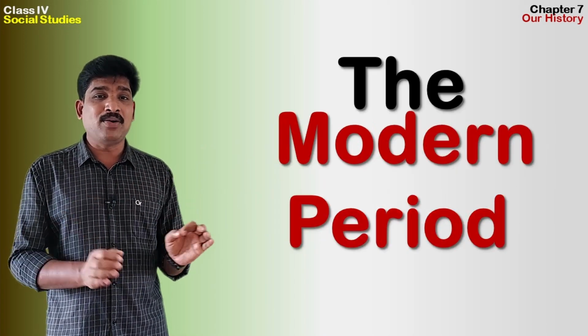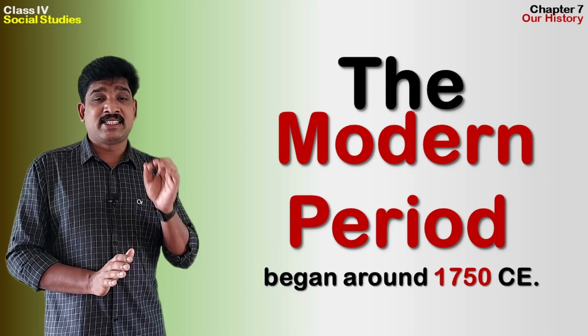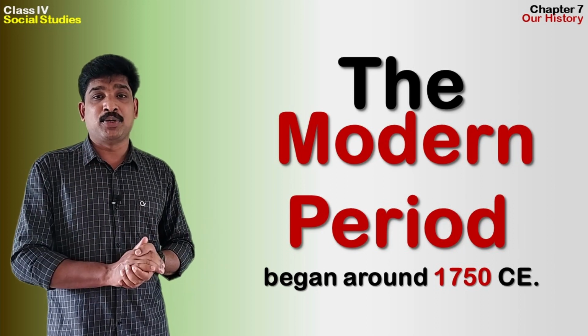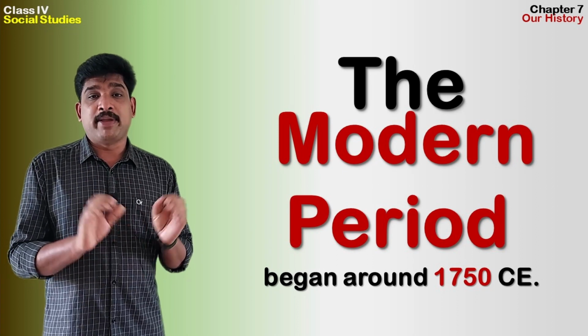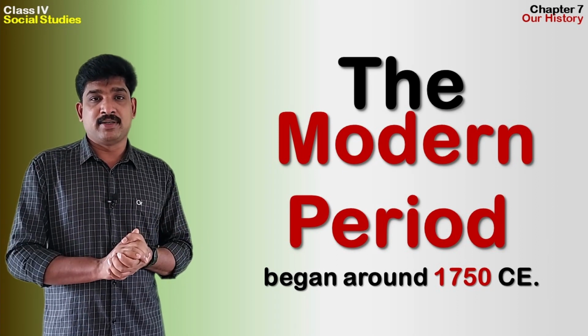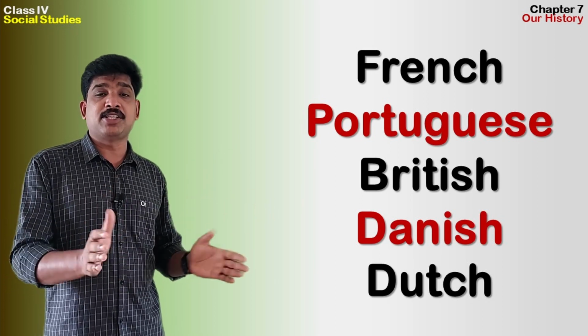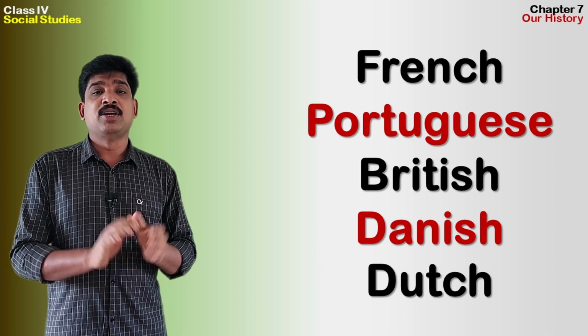Now let us learn about the modern period. The modern period in India began in 1750 CE. Many traders from Europe had started coming to India during the Mughal period. As the Mughal Empire declined or became weak, these European traders, the French, the Portuguese, the British, Danish and Dutch, fought amongst themselves and against the small Indian kingdoms to gain power.